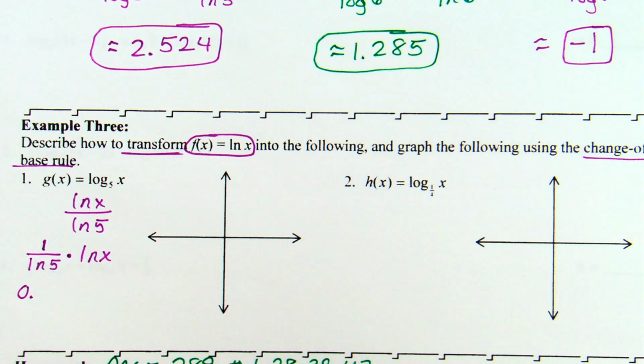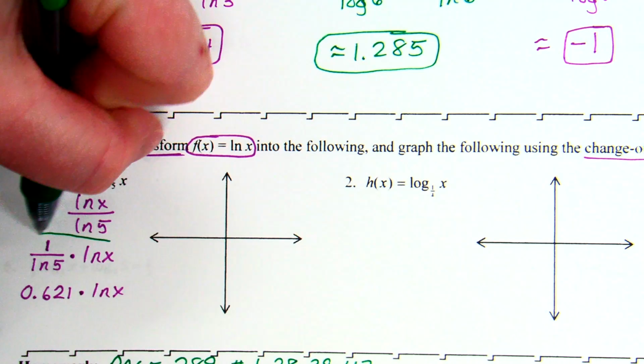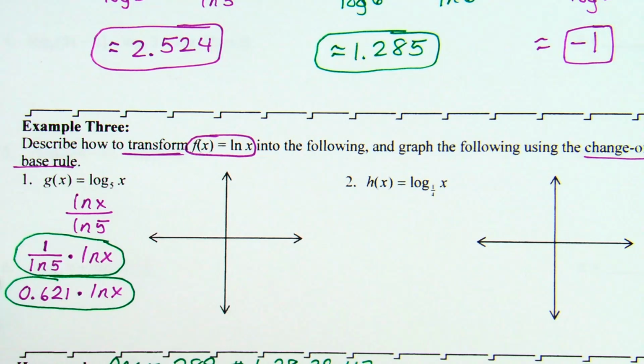And so now you could write it in one of two ways. And I'm going to circle both of these because the directions said, I guess it doesn't say to rewrite the directions, but I feel like we have to. We use our change of base formula. You can either say it's 1 over natural log of 5 times natural log of x, or 0.621 times natural log of x. By writing it as 0.621 times natural log of x, that tells me that this is a vertical shrink by that factor.